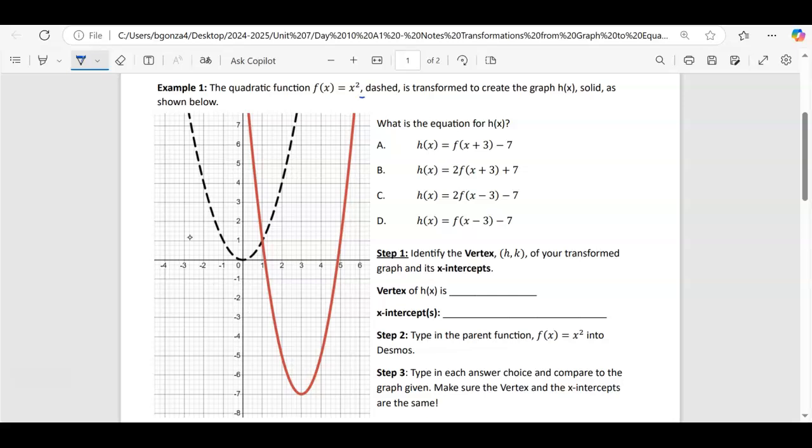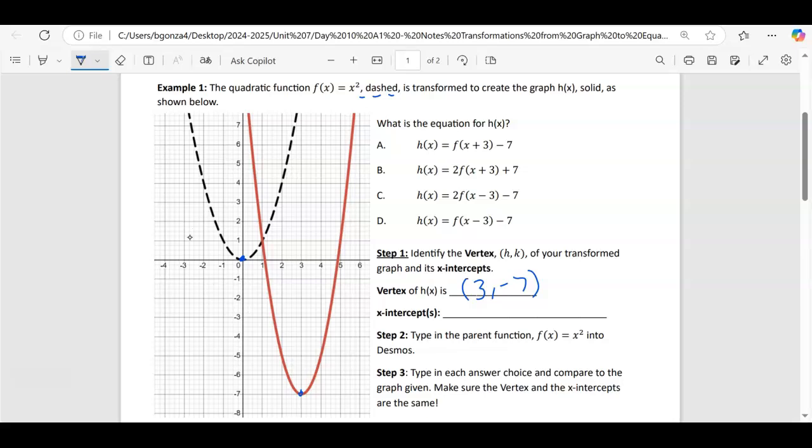Now, example one here, the quadratic function f of x, the parent function, is graphed with a dashed line. Dash, dash, dash. It's transformed to create h of x, which is a solid red line. Okay. So what changed? Step one, identify the vertex. So the vertex was 0, 0, and now it's 3, negative 7. So 3, negative 7. The x-intercepts, okay? So identify the vertex and its x-intercepts.